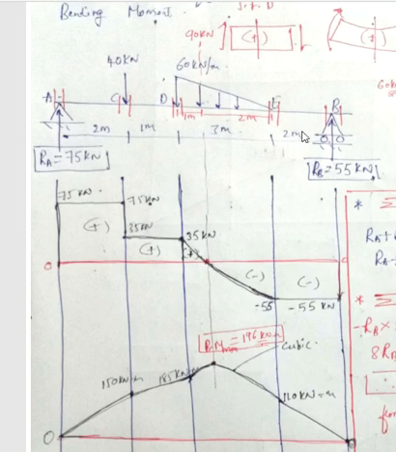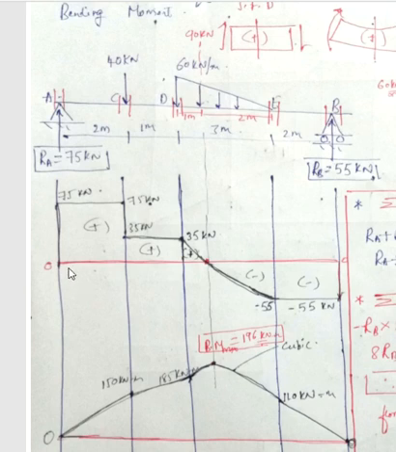Again, for plotting SFD and BMD, wherever there are forces, consider two sections, one at the right, one at the left. Here there is a force, here there is a force, one right section, one left section I have considered. At all the points wherever there are forces, I have considered left and right sections. And I have drawn vertical lines wherever there are forces at point A, point C, point D, point E and point B. I have drawn 5 vertical lines.